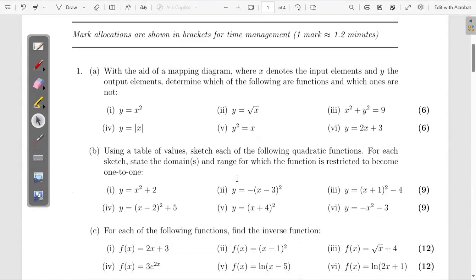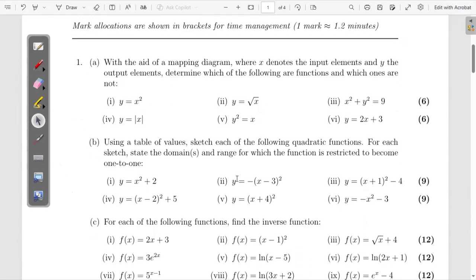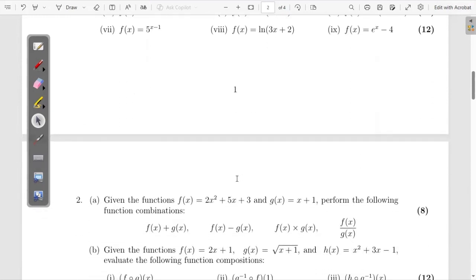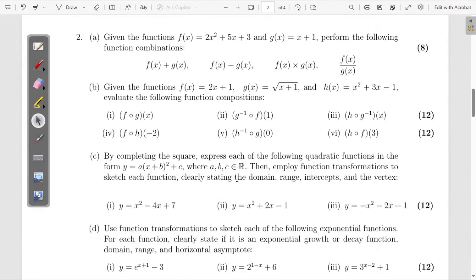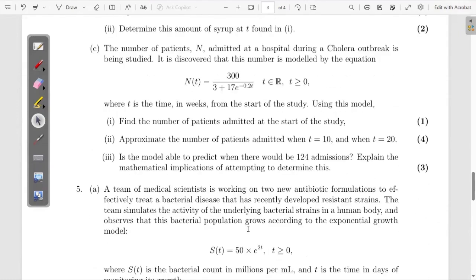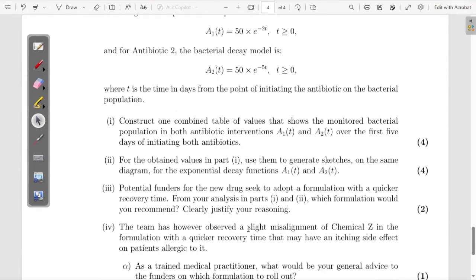Okay, how to limit the domain, how to sketch the functions. We talk about the quadratic functions and such things. All those questions have actually been solved. How to find the composite here. All these things we've solved. The videos are available for you at any particular time.